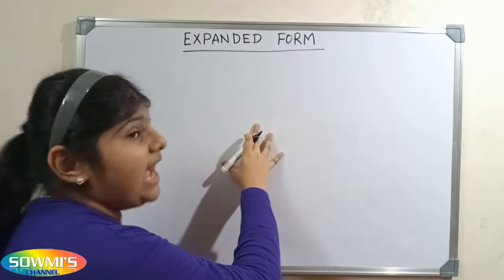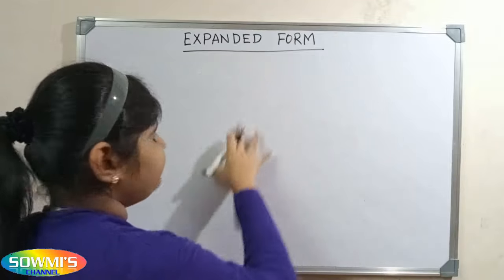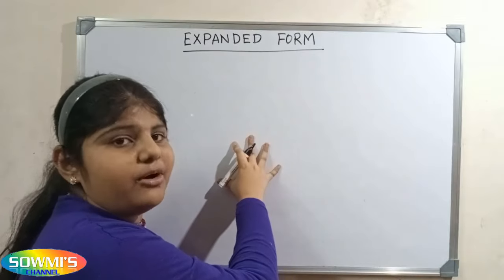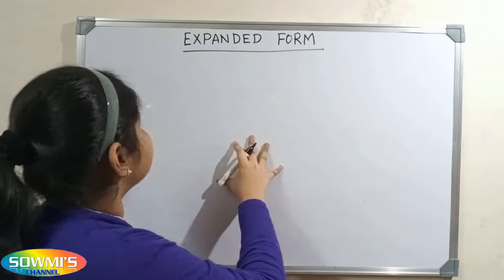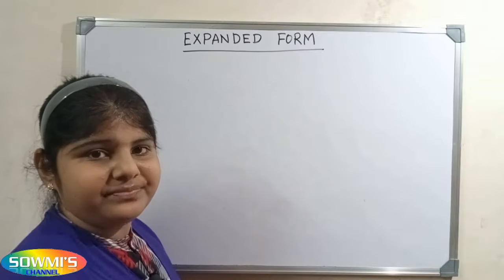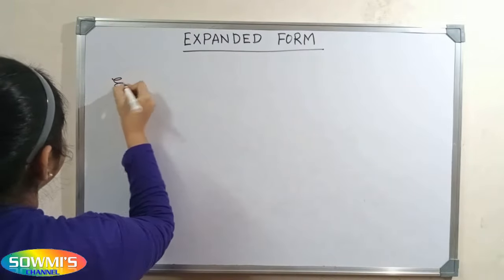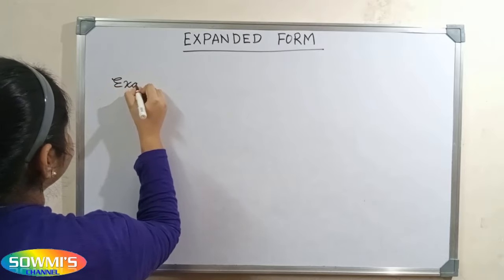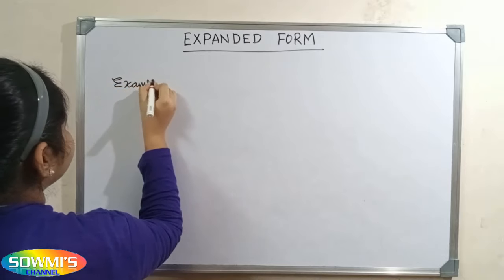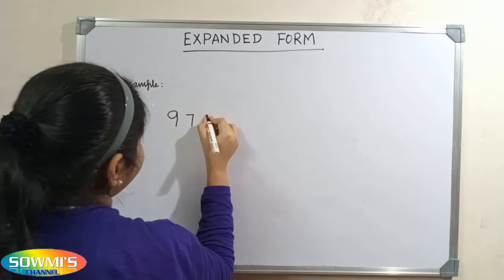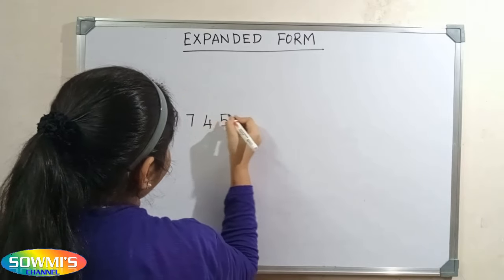Before we see how to write numbers in expanded form, first we have to know what is meant by expanded form. The sum of the place values of its digits is called the expanded form. For example, we can take 97,452.